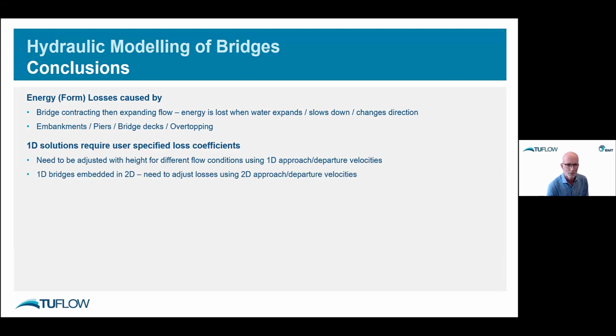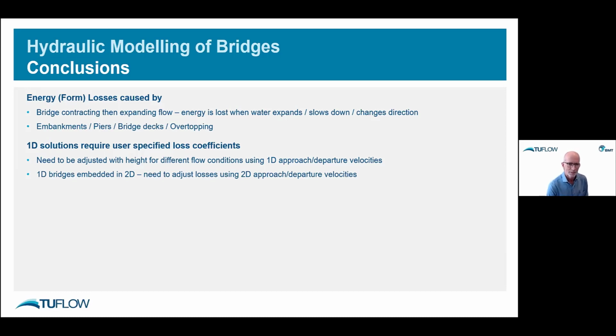If you're doing it purely in 1D, you'll be specifying some loss coefficients. What's important to understand is that those loss coefficients need to be adjusted with height depending on the flow condition. That's normally based on 1D approach and departure velocities. Our approach is that that's all automated, so it adjusts those losses automatically for you.